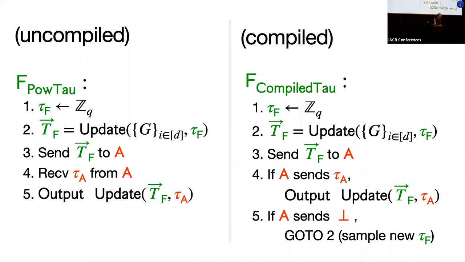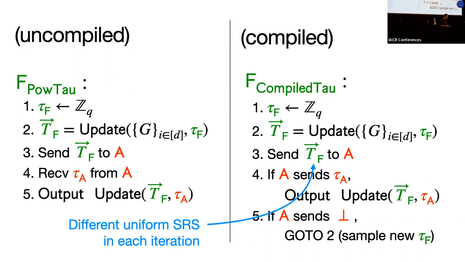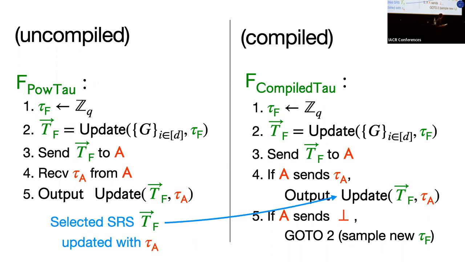And in this case, the functionality has to start over. It has to sample a new share of tau, compute a new partial SRS, hand it to the adversary, and do the whole thing again. So when this functionality is invoked, the adversary sees a lot more SRSs, and it gets to select one of them. In particular, it sees as many as it likes different uniform SRSs from the space of all of the valid SRSs that exist.